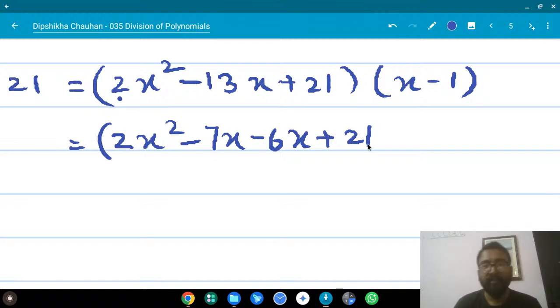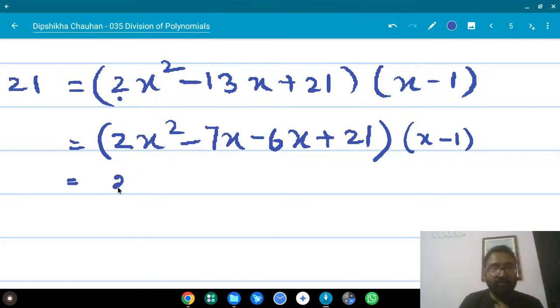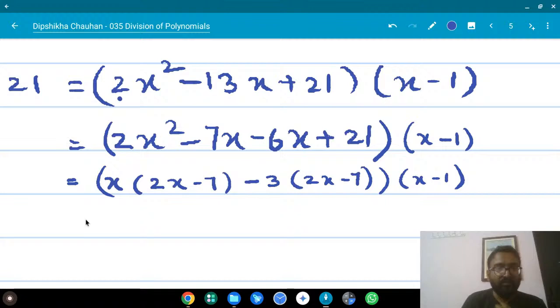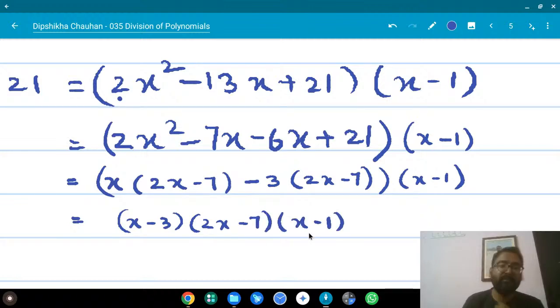See, sometimes equations are not monic. Monic means the leading coefficient is 1, so we have to be careful. If you take x common, it will be x into 2x minus 7, and you can take minus 3 common, it is 2x minus 7, and the whole product into x minus 1. So here you can write x minus 3 into 2x minus 7 and into x minus 1. This is the complete factorization of the given polynomial.